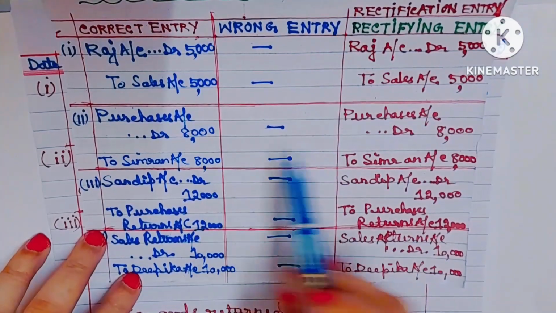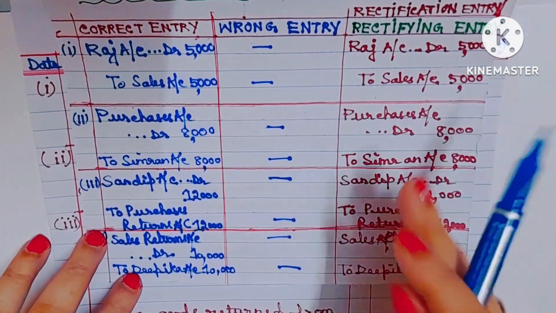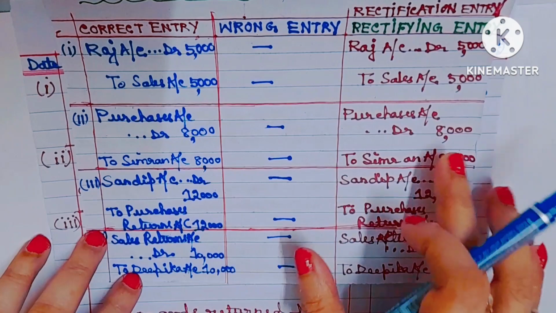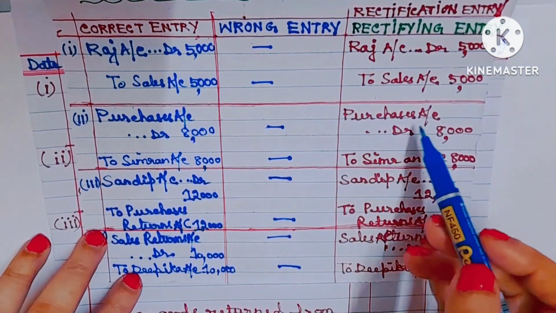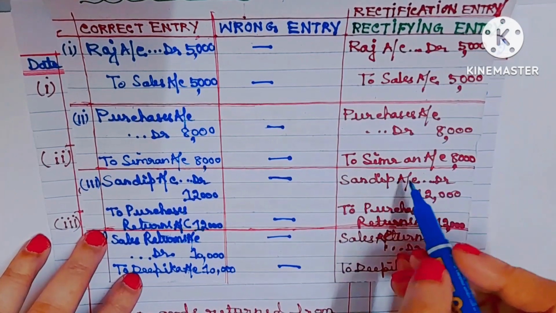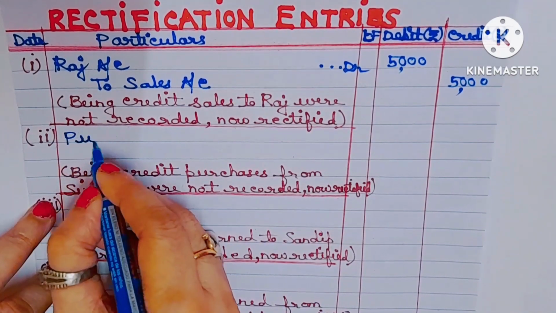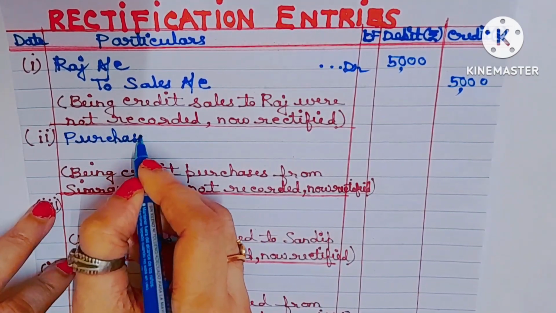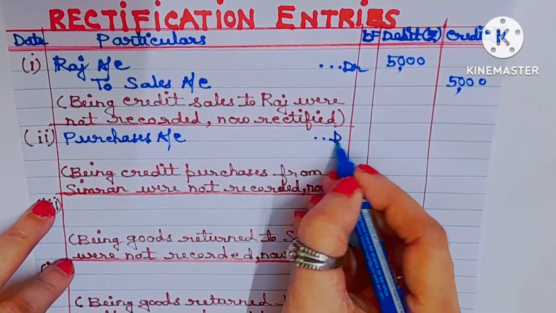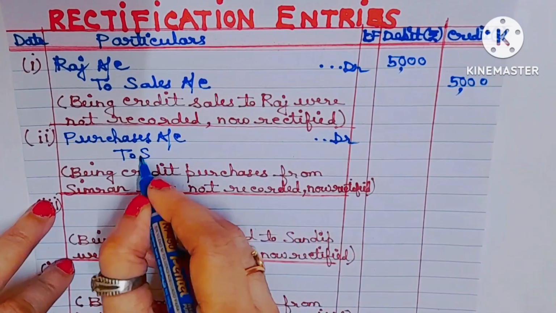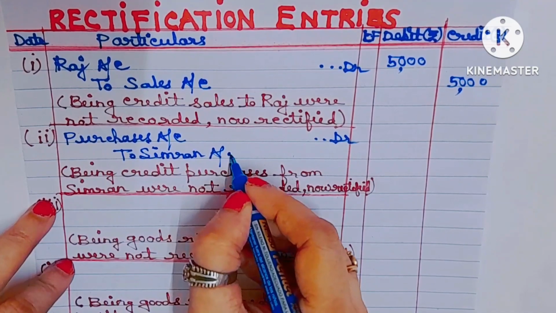So the second rectifying entry, please don't look at the correct entry or the wrong entry. Just look at the rectifying entry. We just have to copy the rectifying entry. Okay. So the rectifying entry is purchases account debit 8000 to Simran account 8000. Okay. So let's copy. Purchases account debit to Simran account. How much? 8000.